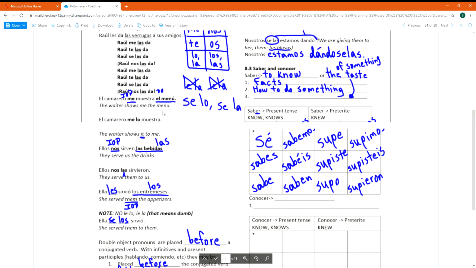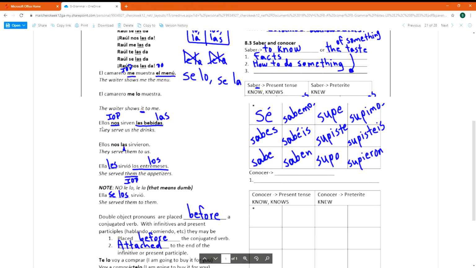What we're going to do here is simplify the sentence so that I don't say el menú again. So I just use it, so that we're saying the waiter shows it to me. But when I say it, the it still refers to el menú. So I have to keep that in mind. So el camarero me lo muestra. Okay, so you have the double object pronoun that comes before the verb, which is muestra, shows.